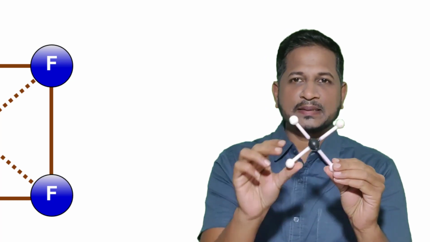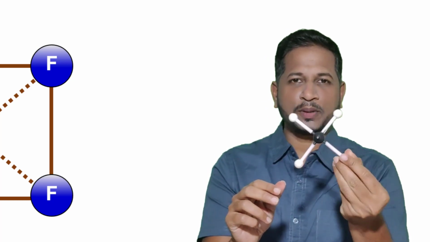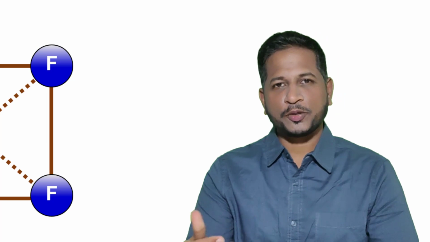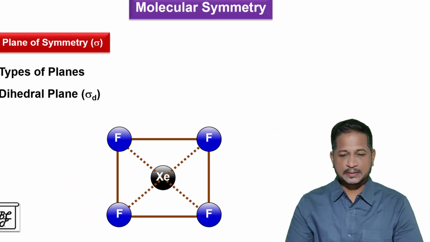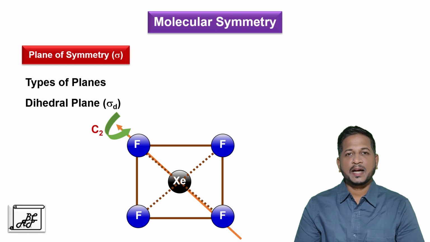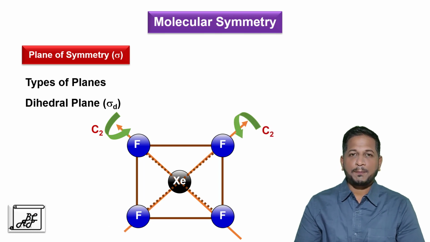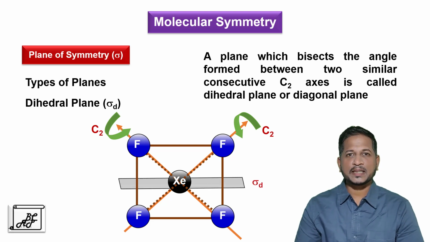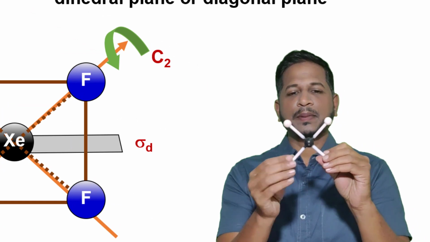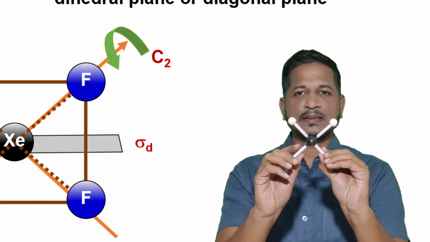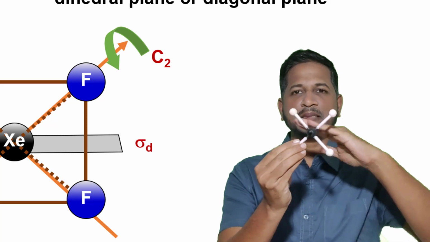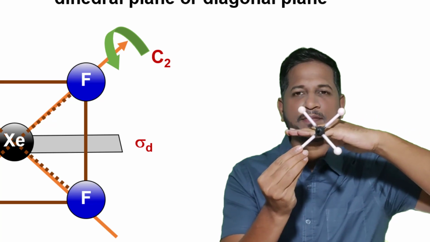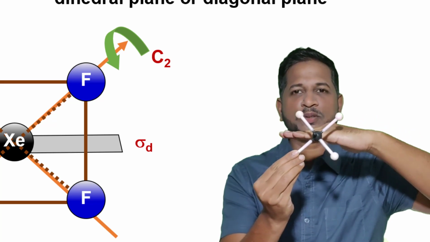We know that this is the first C2 axis the molecule has, and this is another C2 axis the molecule has, around which the molecule can be rotated to get the equivalent images. So this is the first C2 axis and this is the second C2 axis. A plane which divides the angle formed between the two consecutive C2 axes is called a dihedral plane. For example, this is the first C2 axis, this is the second C2 axis, and this is the plane that I am talking about, which divides the molecule into two halves. So the upper half is the same as the lower half. So this is the dihedral plane.